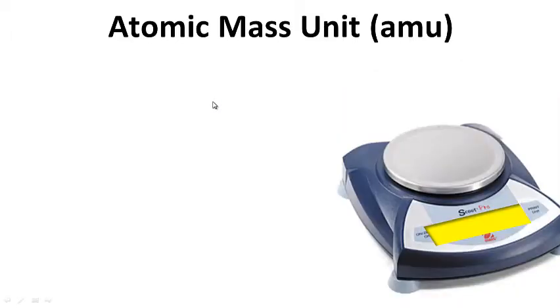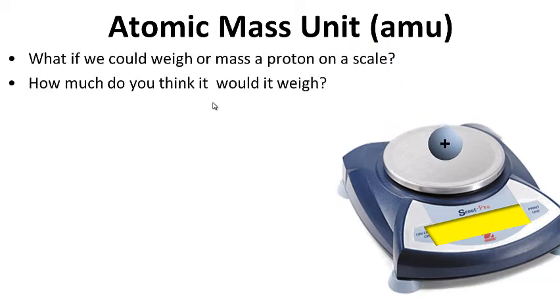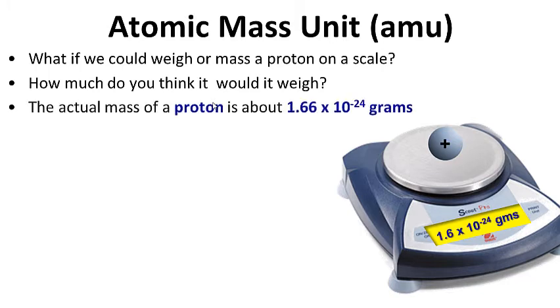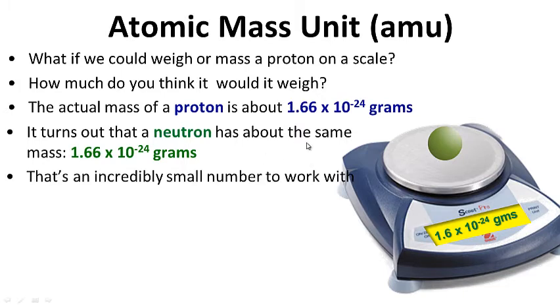All right, so an atomic mass unit, AMU. What if we could weigh or mass a proton on a scale? How much do you think it would weigh? In other words, what is its mass? The actual mass of a proton is about 1.66 times 10 to the negative 24th grams. That's an incredibly light number. Well, atoms are incredibly small. It turns out that a neutron has about the same mass, 1.66 times 10 to the negative 24th grams. Like I said, that's an incredibly small number to work with.